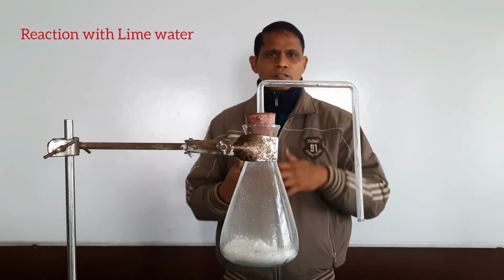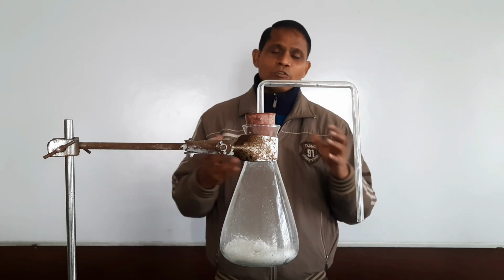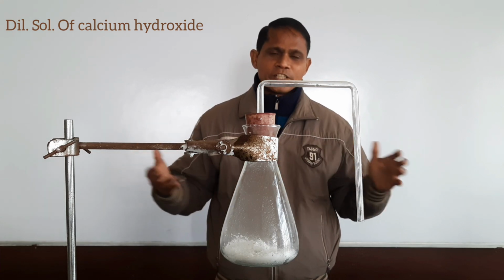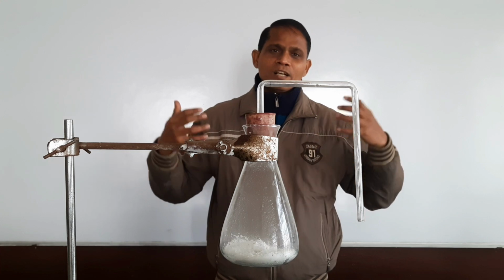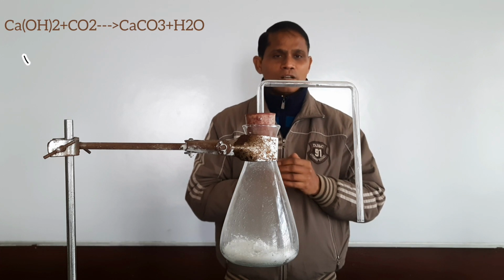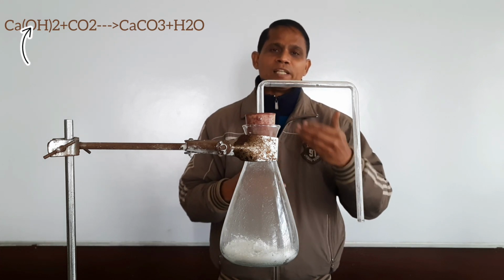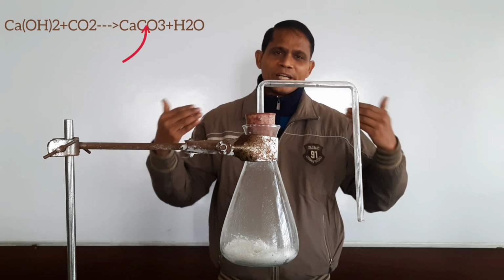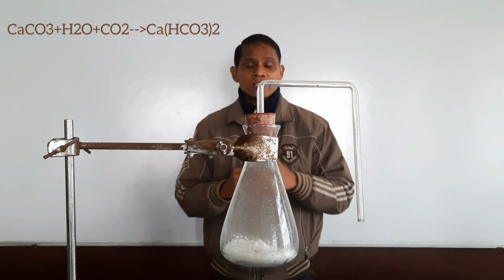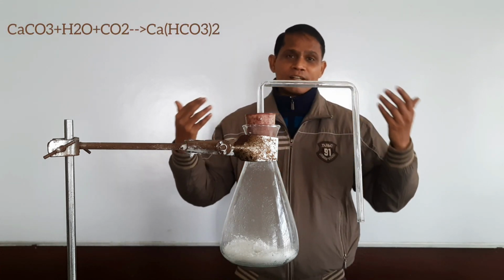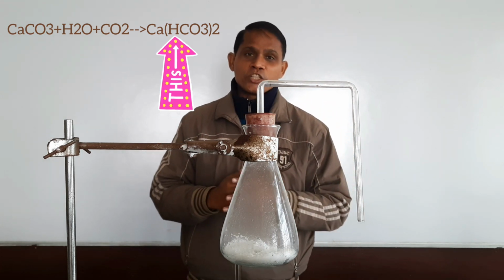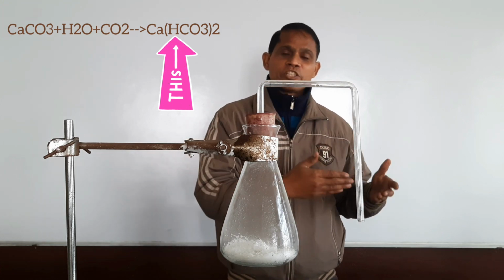The next reaction, student, which I am going to discuss is the reaction of carbon dioxide with lime water. Lime water is nothing but a dilute solution of calcium hydroxide. What happens when carbon dioxide is passed through lime water? Lime water turns milky due to the formation of calcium carbonate, which is insoluble. If excess carbon dioxide is passed, the milkiness disappears again because of the formation of calcium hydrogen carbonate, which is soluble.